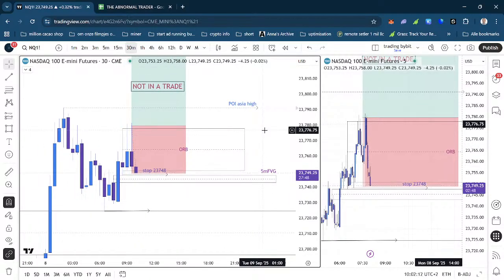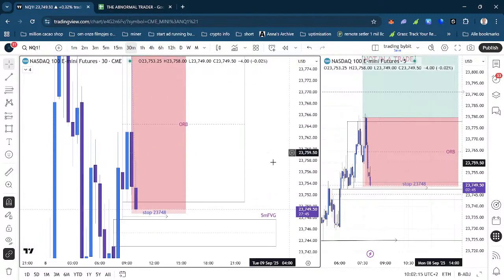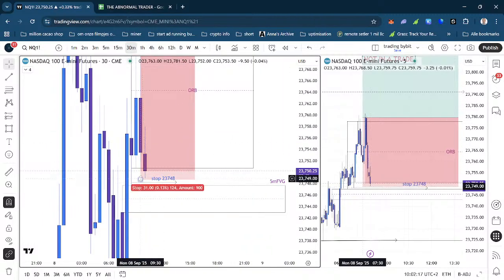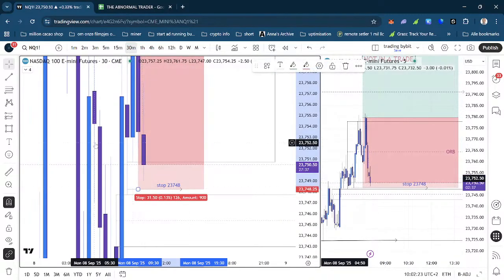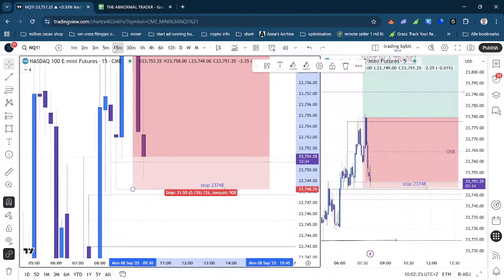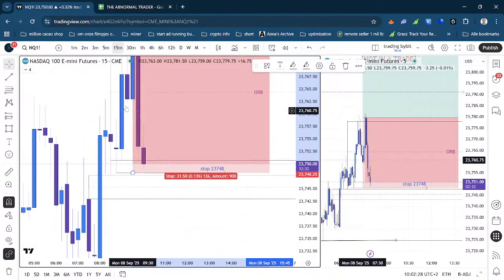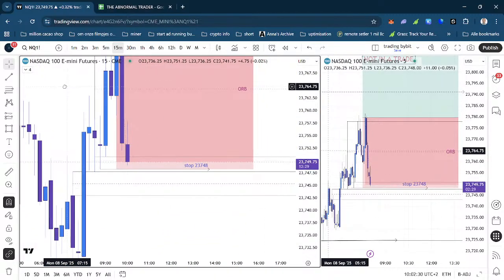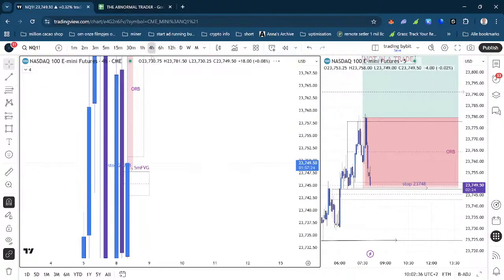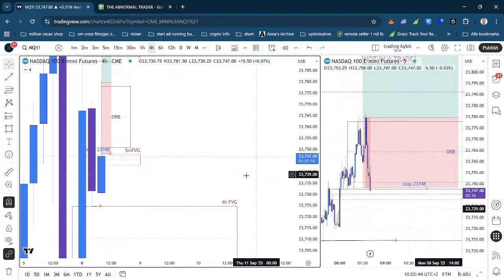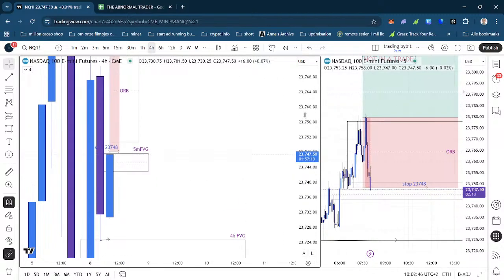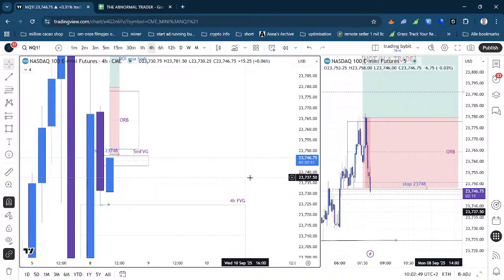So that will be our stop. 3, 2, 1. Not yet. That was the stop. That's also the end of the stream.